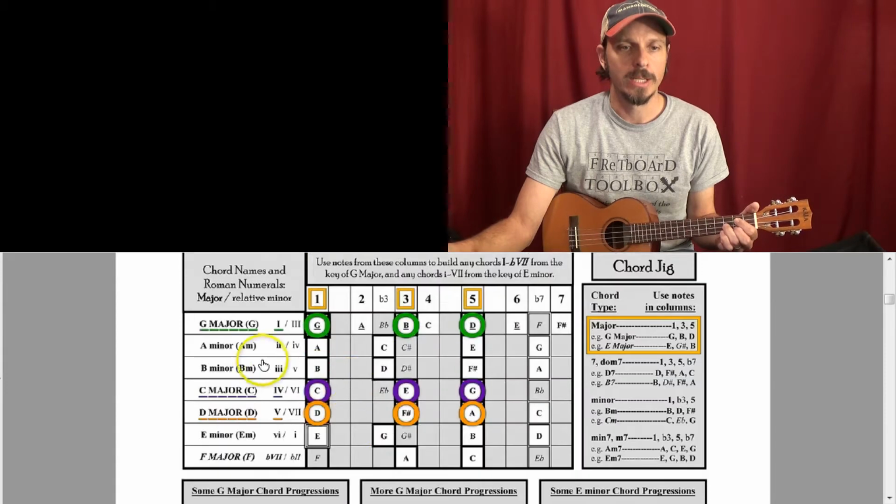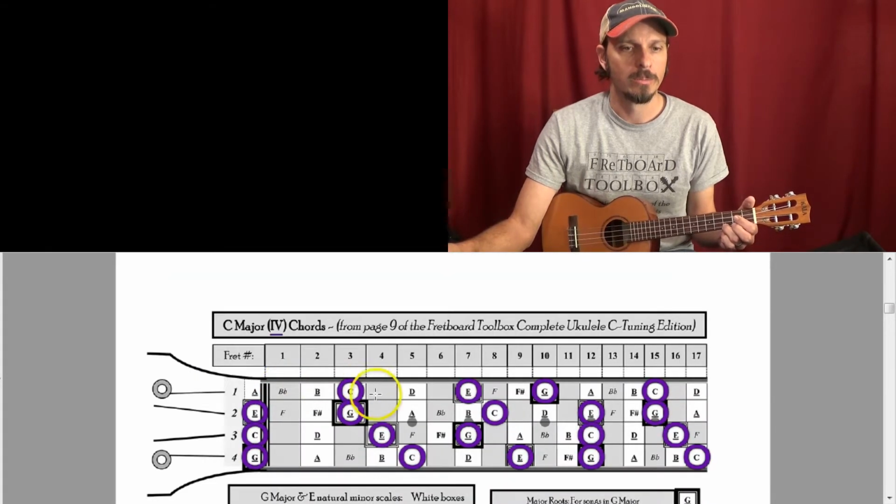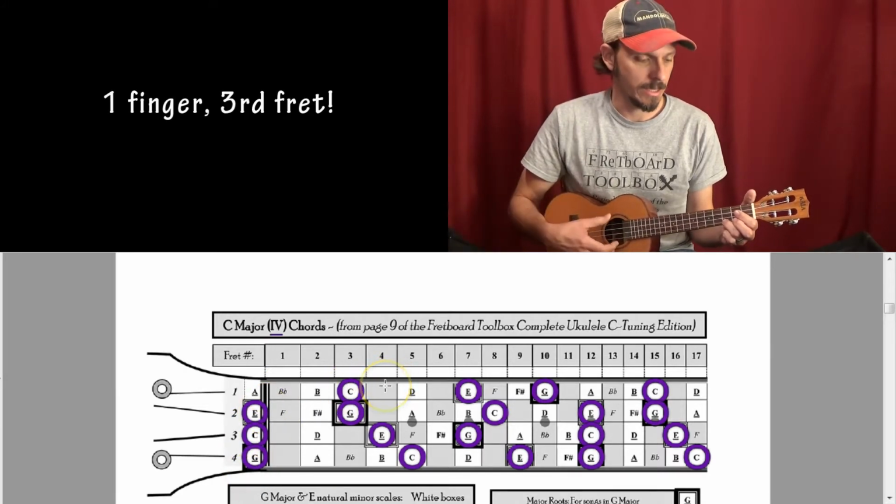And then we're going to play C major. C majors are made of the notes C, E, G. We'll play open, open, open, 1. That looks like this.